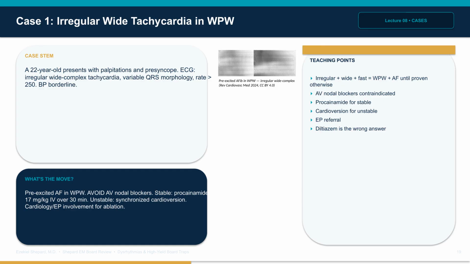Case 1. A 22-year-old presents with palpitations and presyncope. The ECG shows an irregular wide complex tachycardia with variable QRS morphology and a rate over 250. Blood pressure is borderline. This is pre-excited atrial fibrillation in WPW until proven otherwise. Avoid AV nodal blockers. Stable patients get procainamide 17 mg per kilogram intravenous over 30 minutes. Unstable patients get synchronized cardioversion. EP referral is mandatory after stabilization. The board trap: reflex Cardizem, which can precipitate ventricular fibrillation.